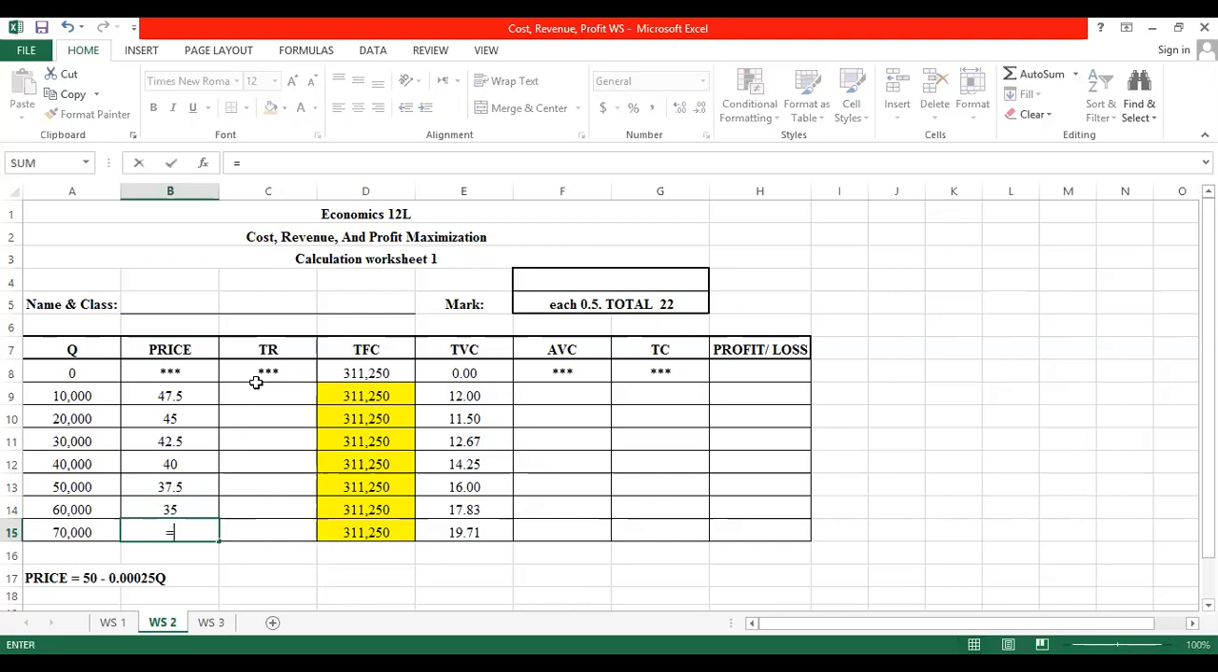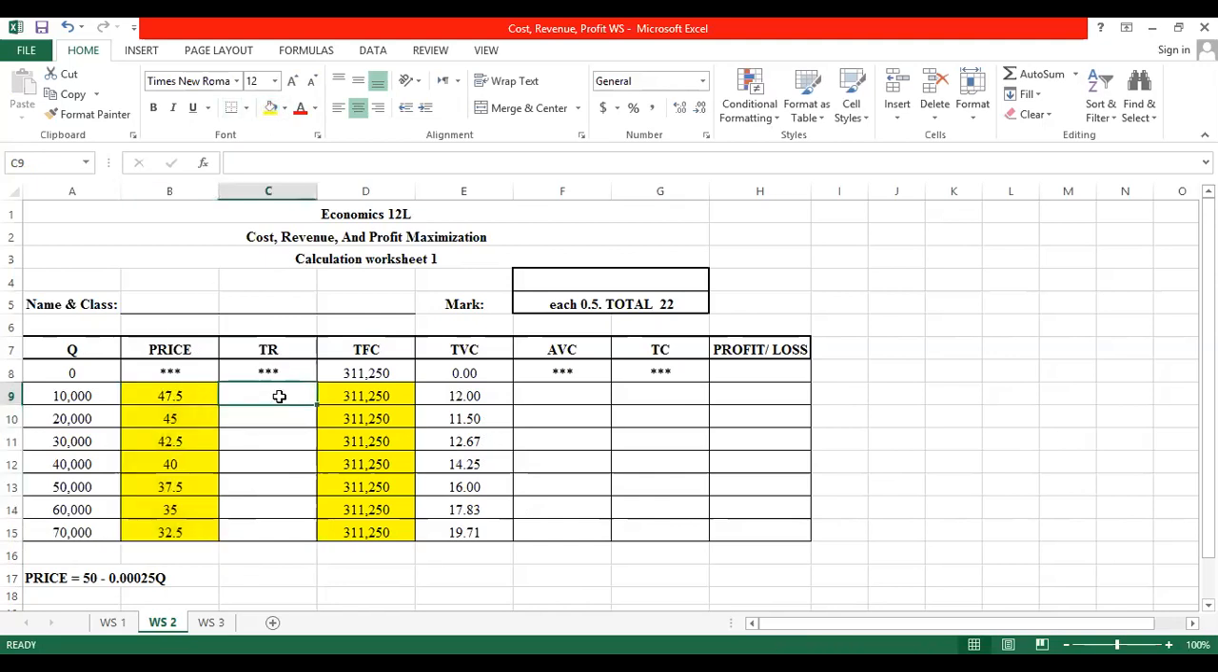And the last one, 50 minus 0.00025 times my 70. Done. It's done. I will highlight all my fields yellow just to see which fields I already calculated.